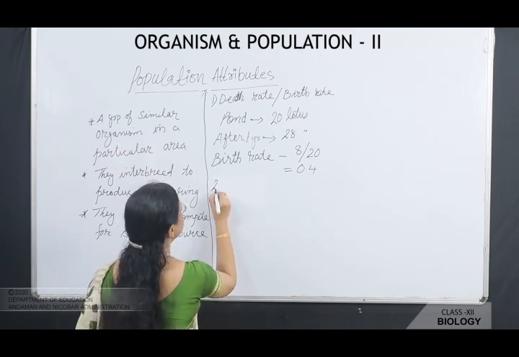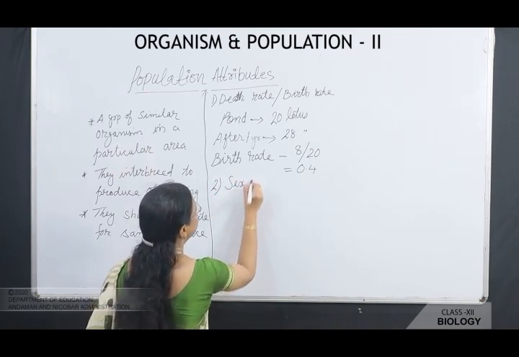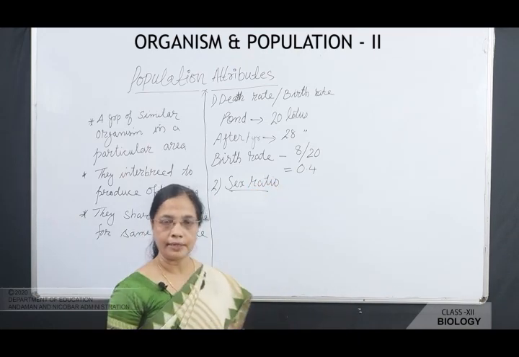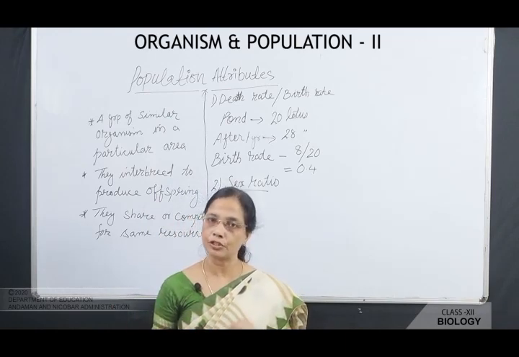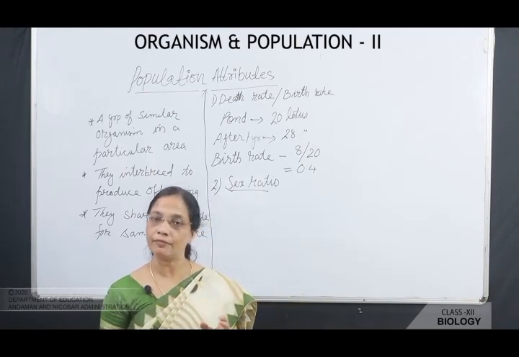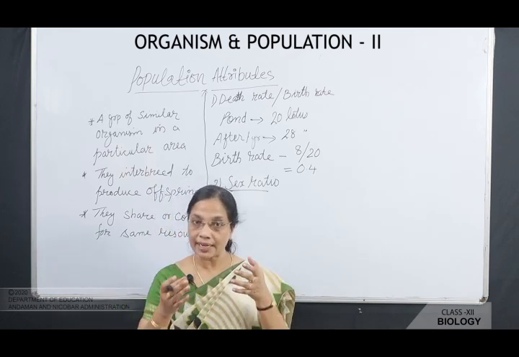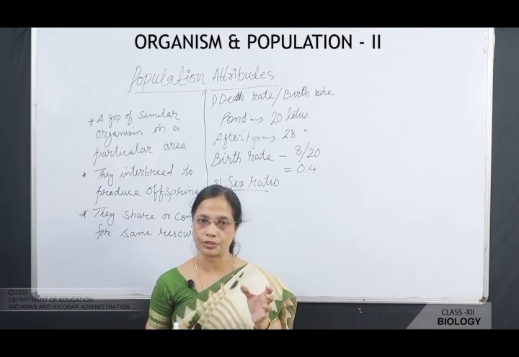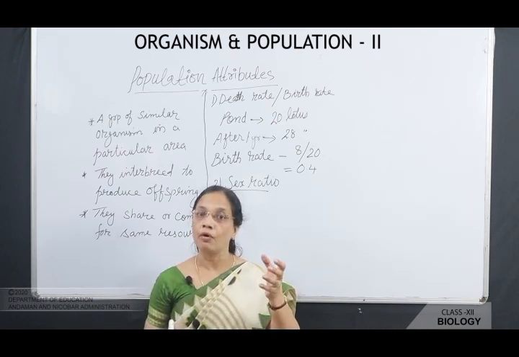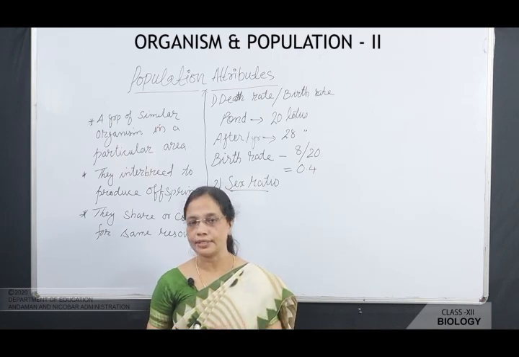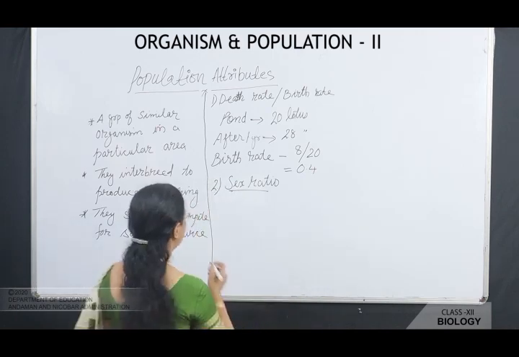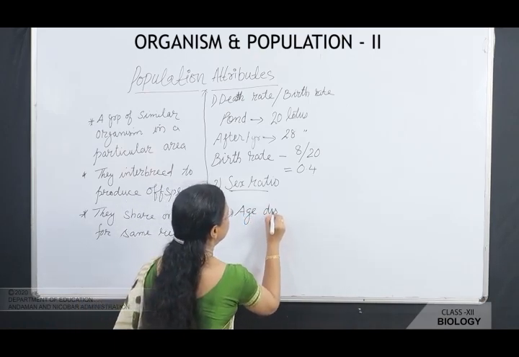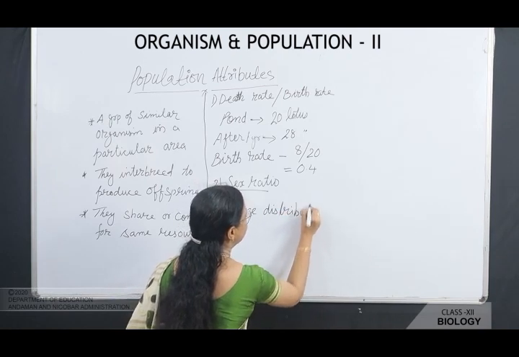Next attribute is sex ratio. In a population, we can see different males and females. The percentage of male and the percentage of female varies. So when we take the percentage of male and female in a population, it is known as the sex ratio. Suppose it may be 60% males or 80% female. So that is known as the sex ratio. Third attribute is age distribution.